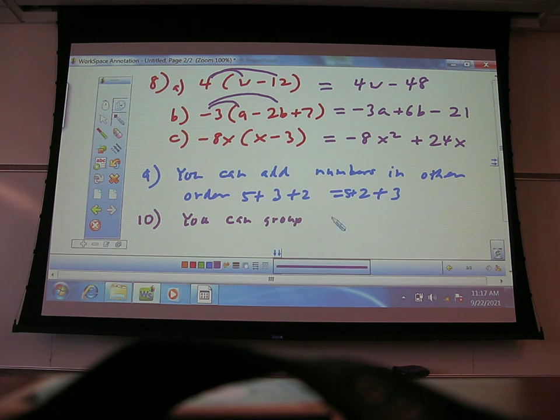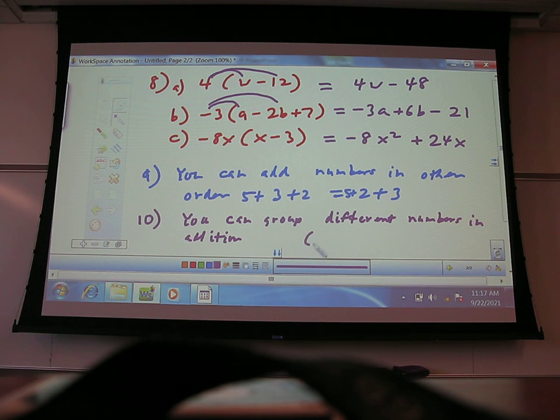So group different numbers in addition or multiplication, but almost always addition. In other words, 5 plus 3, if you do the 5 plus 3 first and then add the 2, it's the same thing as if you grouped the 3 plus 2 first and did that first and then added 5. Again, it kind of speaks to the order part, right?